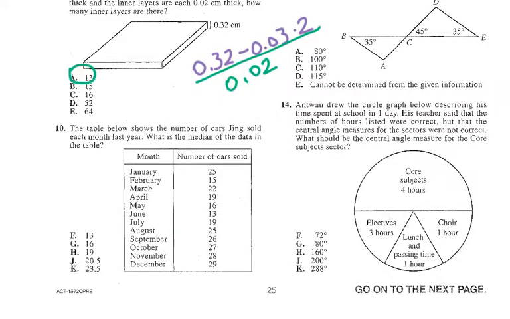For number 10, we are looking for the median. Median means you have to list from smallest to greatest so that you can get the middle number. Since altogether we have 12 data points, you just need to figure out the 6th and 7th data. Adding together, then you divide it by 2. That will be the answer.